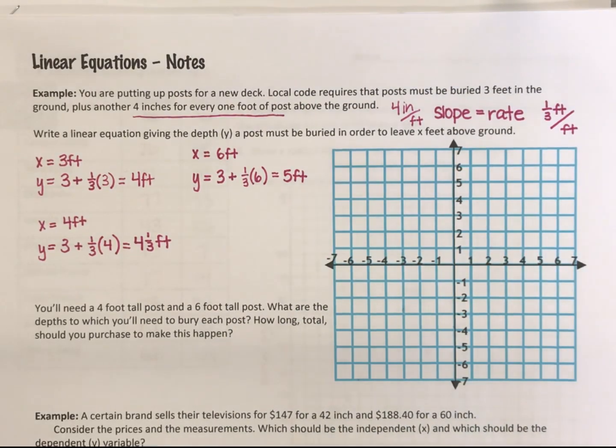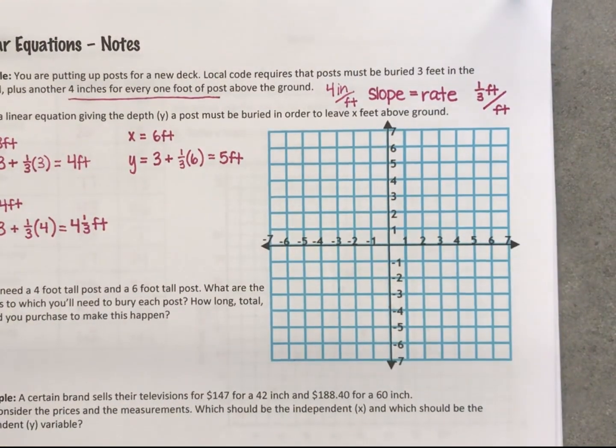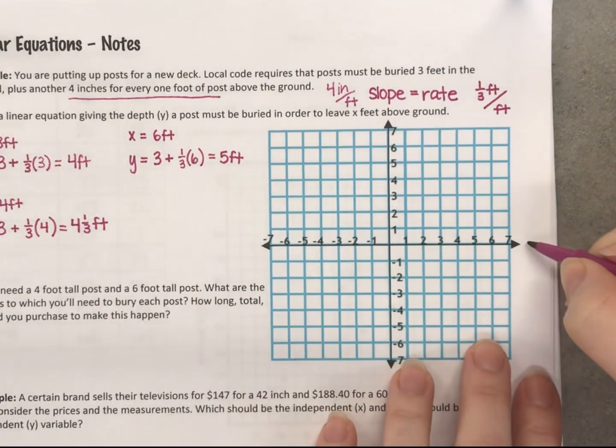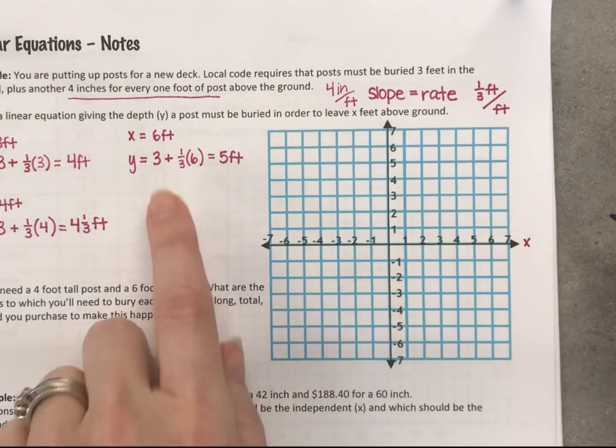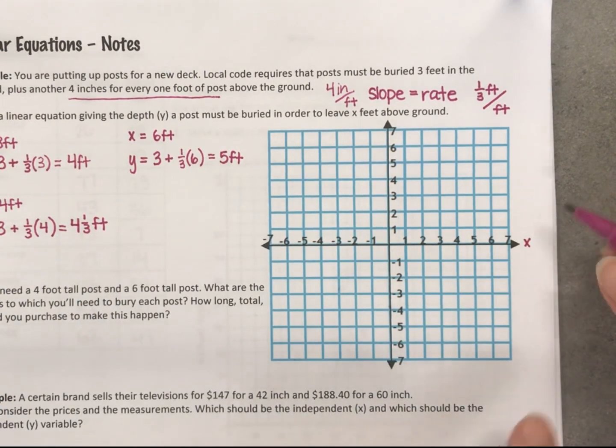I was thinking of just plotting those points on this graph. Let's get those axes labeled so we know what they actually stand for. The X stands for the above ground distance.